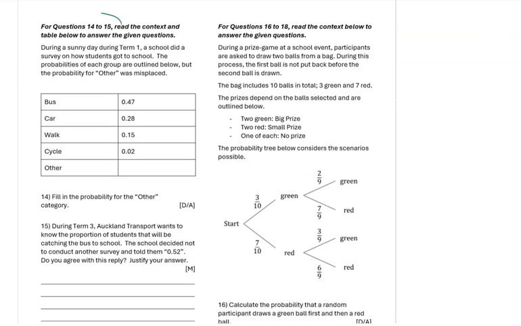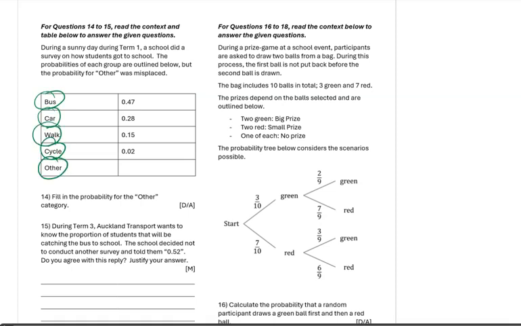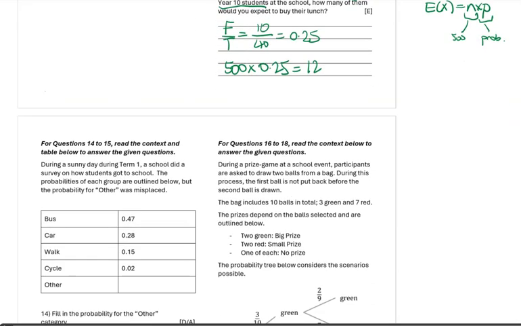So moving down, we're now looking at question number 14 and 15. During a sunny day in term 1, a school did a survey of how students got to school. The probabilities of each group are outlined below. So students could have got to school by catching the bus, by car, walking, cycling, or maybe there was some other thing, like a scooter or whatever it might have been.